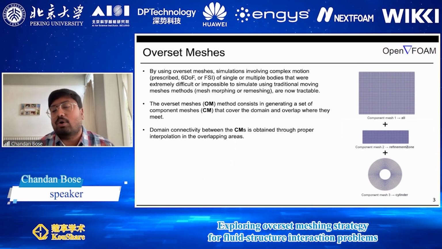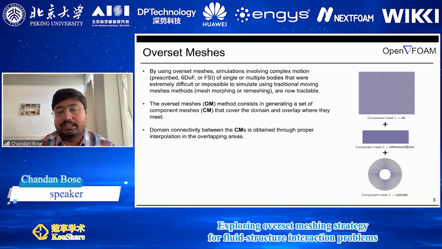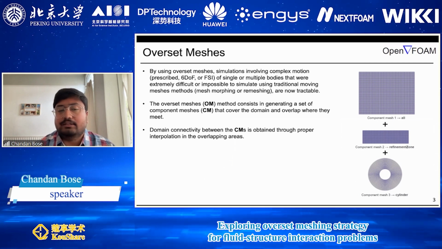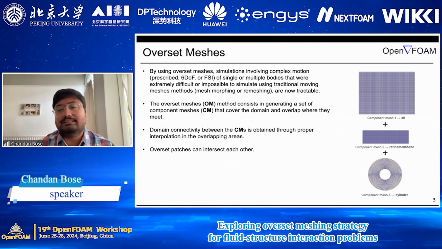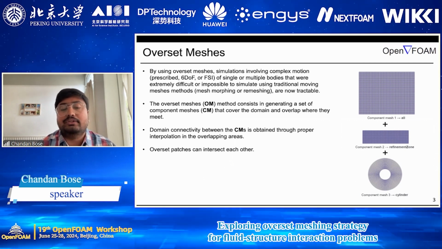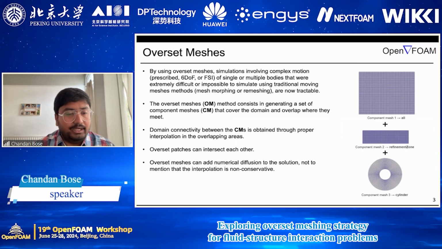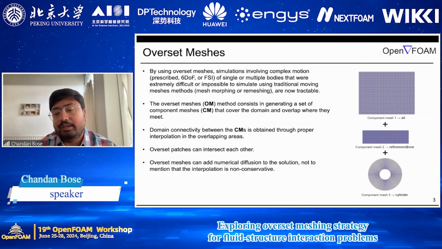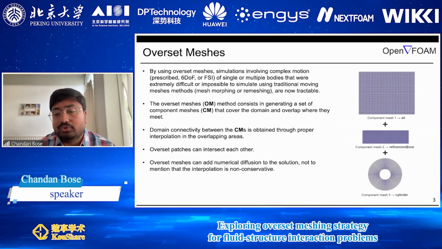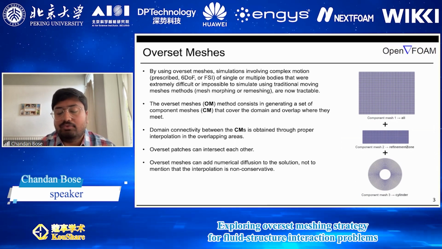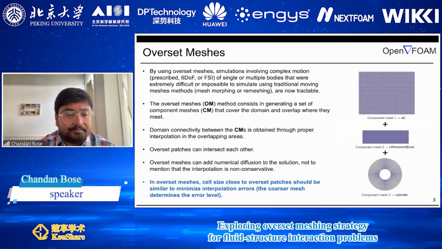And how are these component meshes connected to each other in terms of physics? The connectivity between these component meshes is obtained through interpolation techniques in the overlapping areas. And as we all know, because these meshes are disconnected, they can theoretically intersect each other, although the physical solution might not be accurate. And as there are numerical interpolation techniques involved in overset meshes, we get numerical diffusion in the solution, and we have to be very careful to validate our results and compare with the traditional mesh deformation cases.